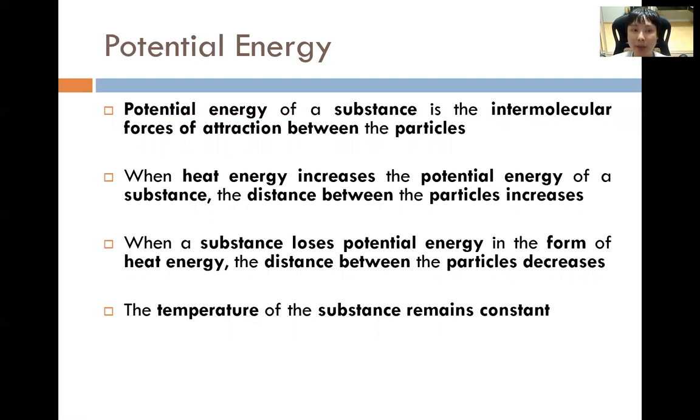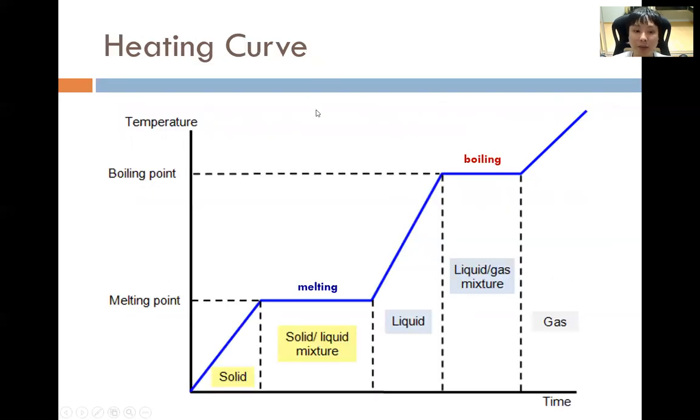Okay, having talked about kinetic energy and potential energy, we are now ready to discuss heating curves and cooling curves. For example, if you start off with a substance in the solid state and you heat up the solid, it will gradually increase in energy. And since temperature is the measure of the average kinetic energy of the system, as the temperature increases, it must mean that the heat energy supplied to the solid goes into increasing the kinetic energy of the system. So at this stage, there is an increase in the kinetic energy of the system.